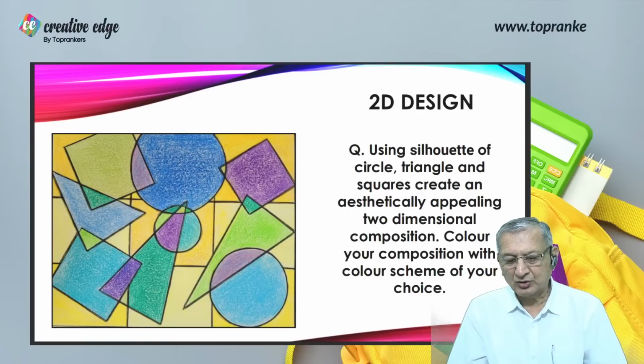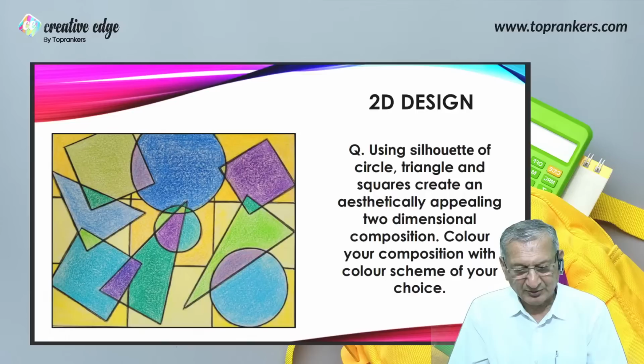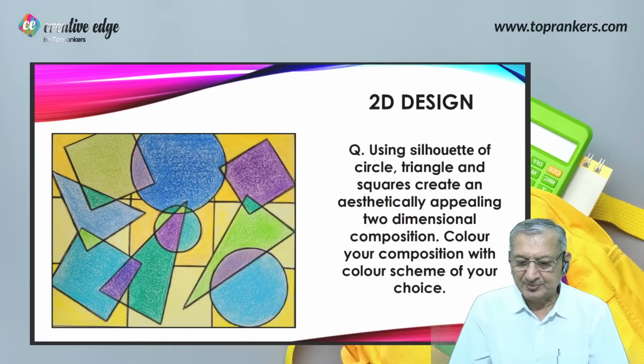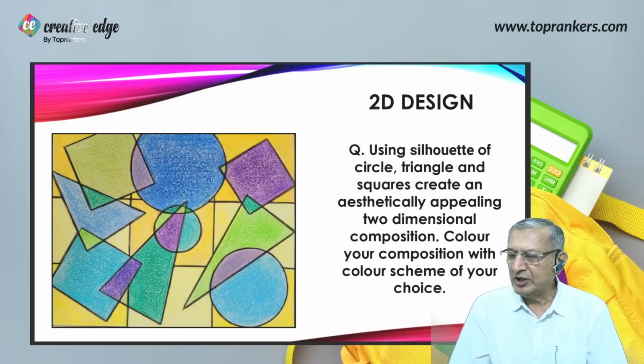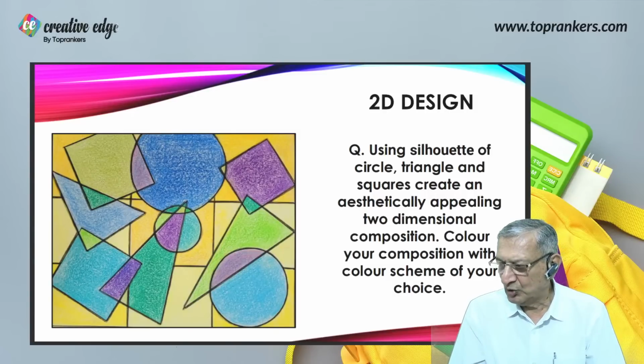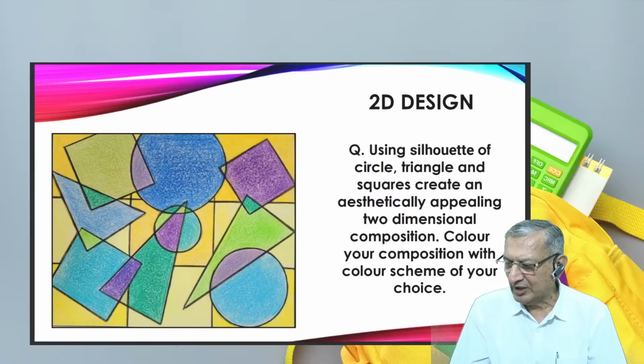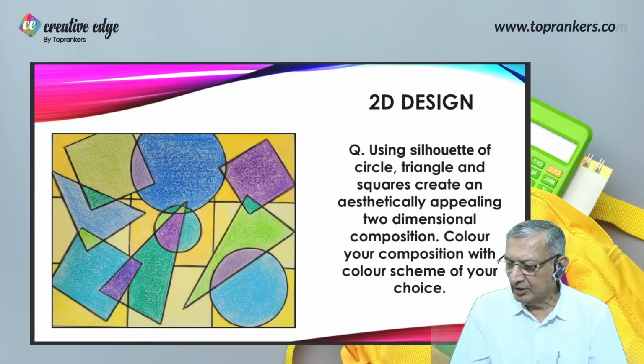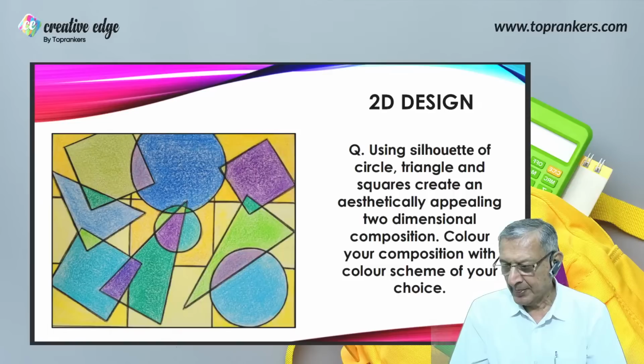I will come back to some of the questions already asked by some of the candidates here. Fine. So 2D design, again, there could be a direct question like this. Using silhouettes of circle, triangle, and square, create an aesthetically appealing two-dimension composition. Color your composition with a color scheme of your choice.